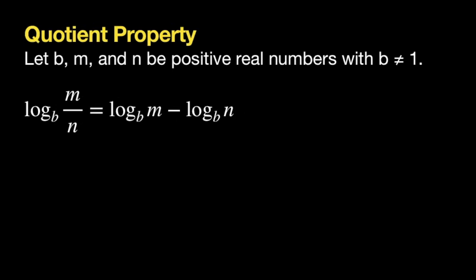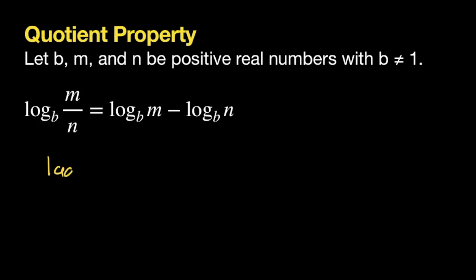The quotient property is similar to the product property. So once again, as long as you have positive numbers and b is not 1, anytime you have something that you're dividing, you can rewrite it as a subtraction. We are able to use this in order to try to simplify some of the results, to simplify that expression.